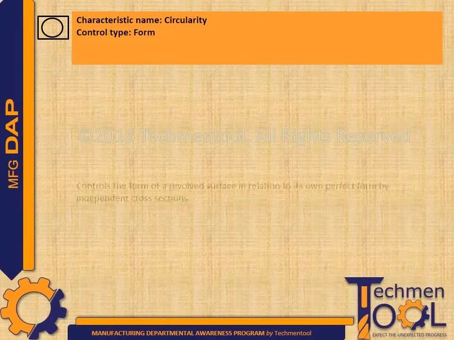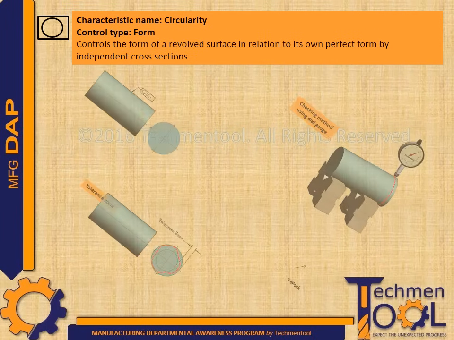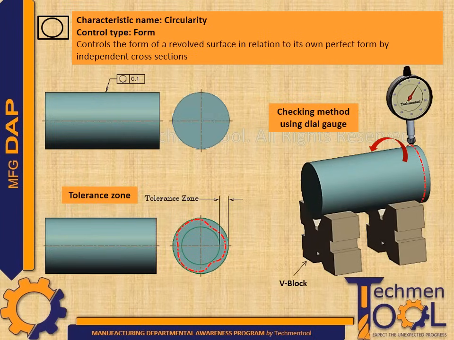Let us learn about circularity characteristic. Its control category is form type, and it controls the form of a revolved surface in relation to its own perfect form by independent cross sections. In the given example, tolerance zone of 0.1 of the cylindrical feature will be measured using a dial gauge by moving its plunger on the surface of the feature in a circular direction, which is located on 2 identical V blocks as shown in the picture. And deflection of the dial gives the actual circularity value. That value should be within the tolerance zone.